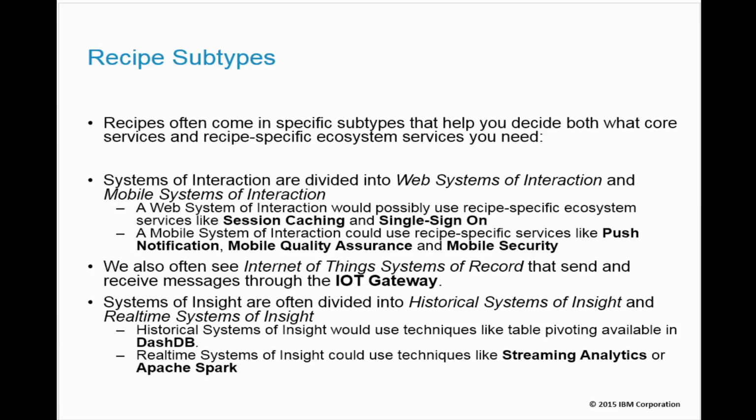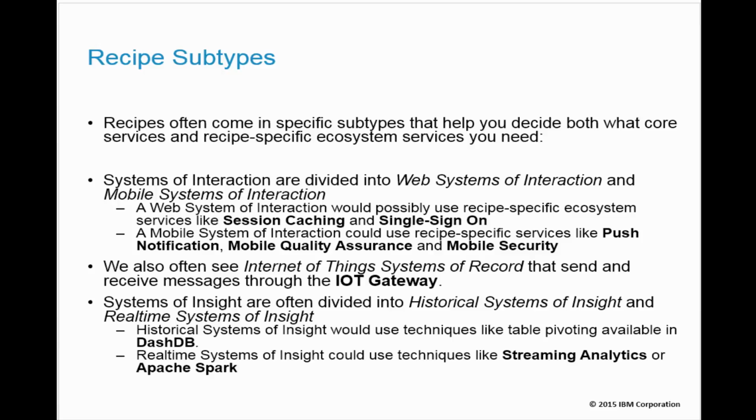But on the other hand, if you're building a mobile system of interaction, there are some very specific services that you could use there, things like push notification or mobile quality assurance to capture information about crashes of your native application, or even the mobile-specific security services that we have. So what you're starting to see is that you have that basic recipe that says, I'm building a system of interaction, I need to pick a runtime and a data store. And then you may get this other layer of services around it that are specific to this subtype.